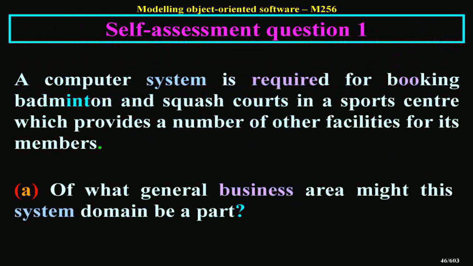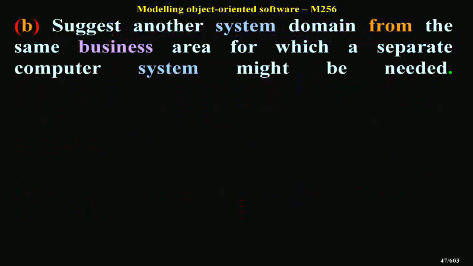A computer system is required for booking badminton and squash courts in a sports center which provides a number of other facilities for its members. A. Of what general business area might the system domain be a part? B. Suggest another system domain from the same business area for which a separate computer system might be needed.